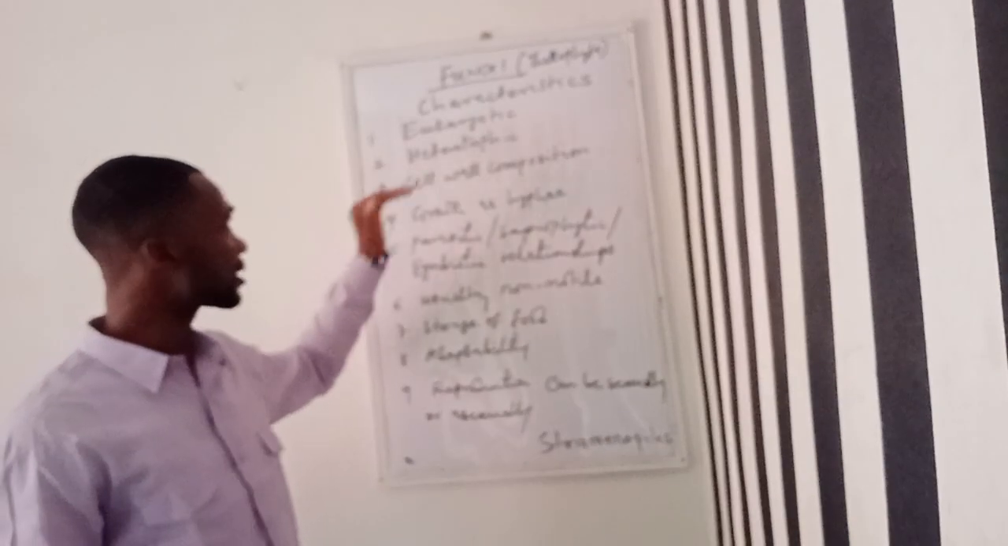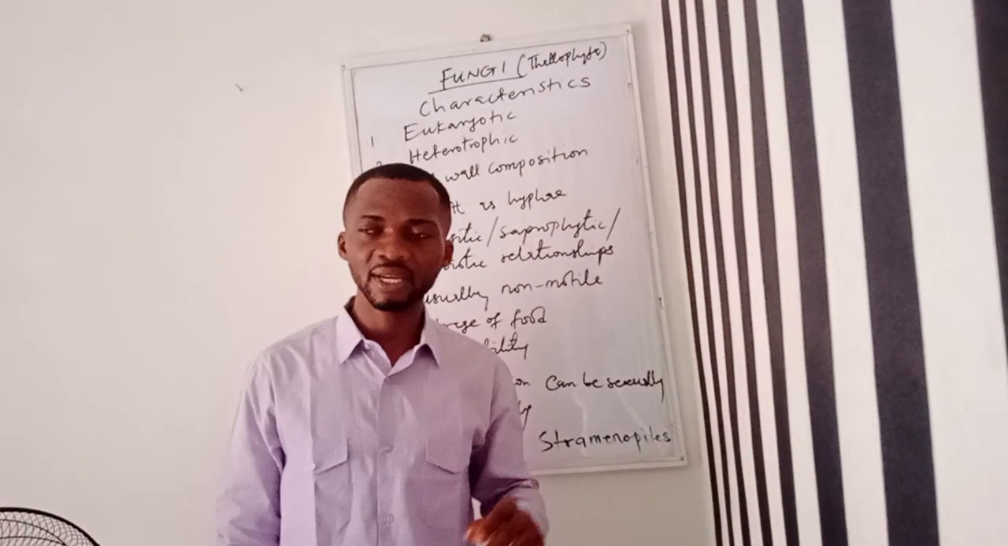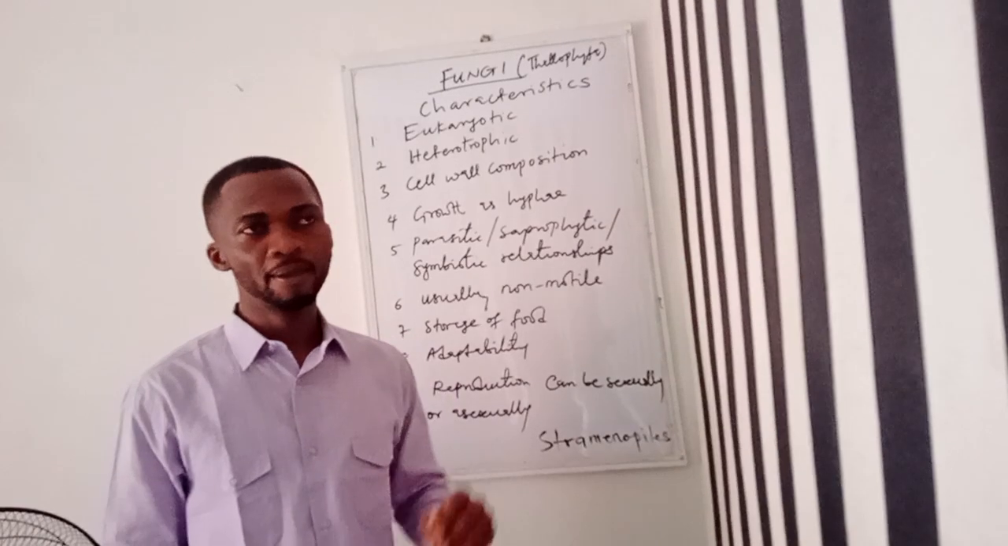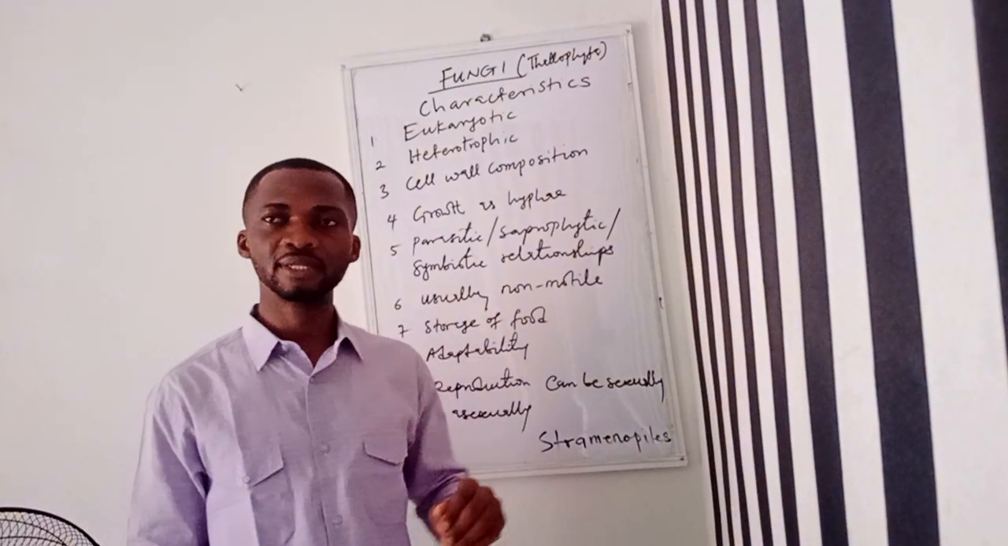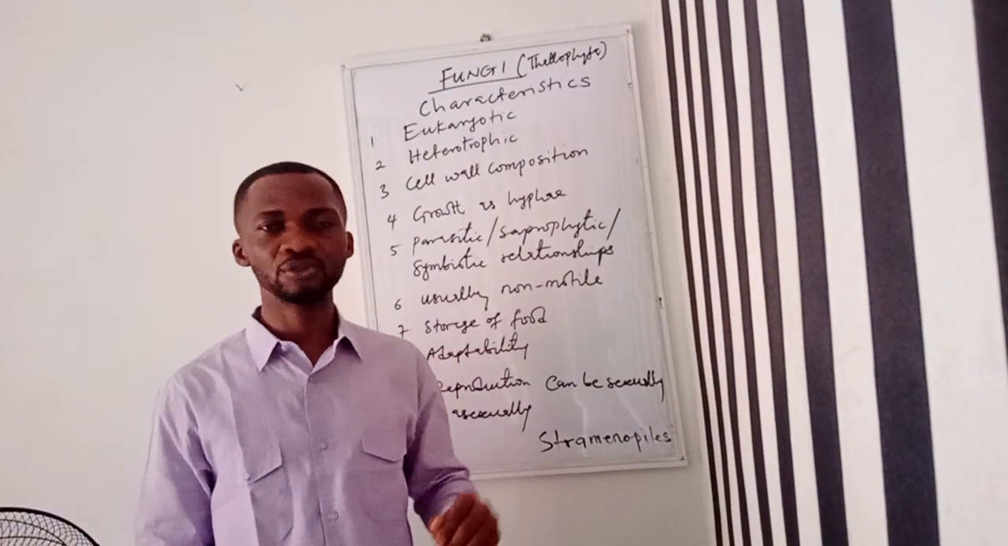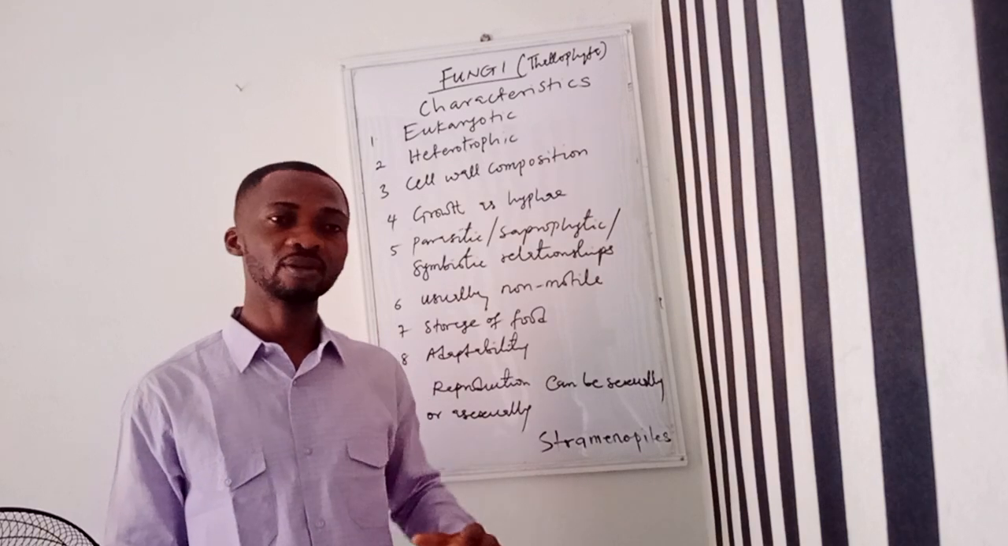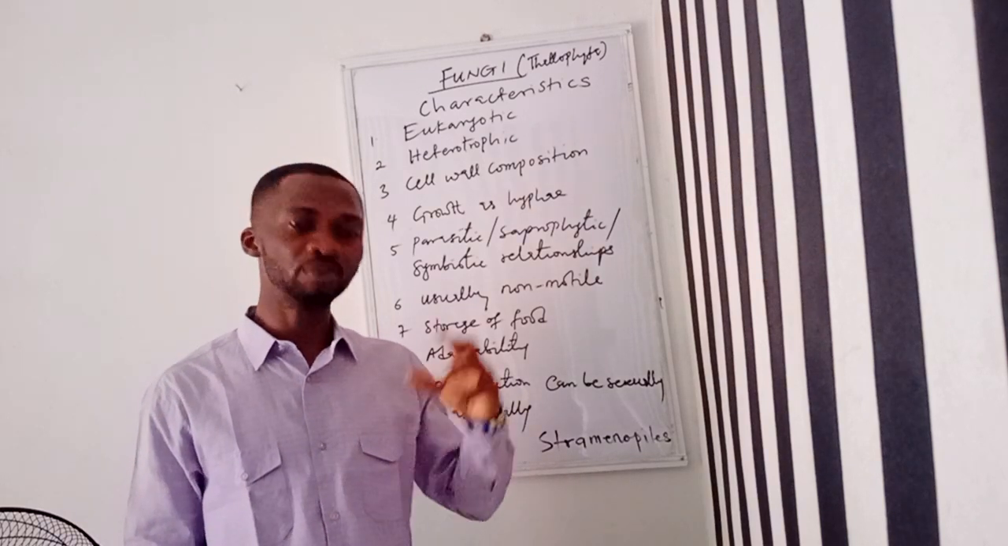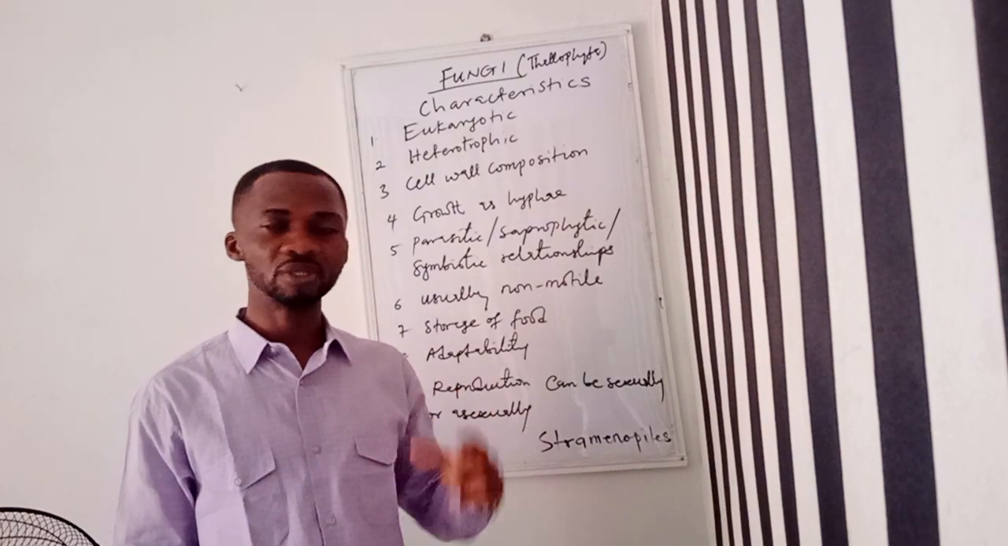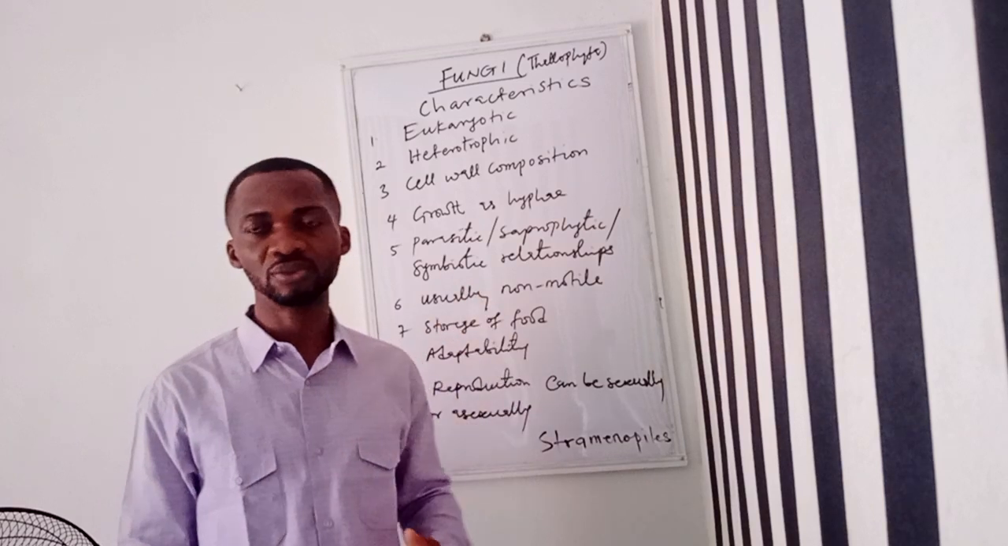Then the second characteristic is the fact that they're heterotrophic. When you say that an organism is heterotrophic, it means that that organism cannot produce its own food, but depends on already produced food.